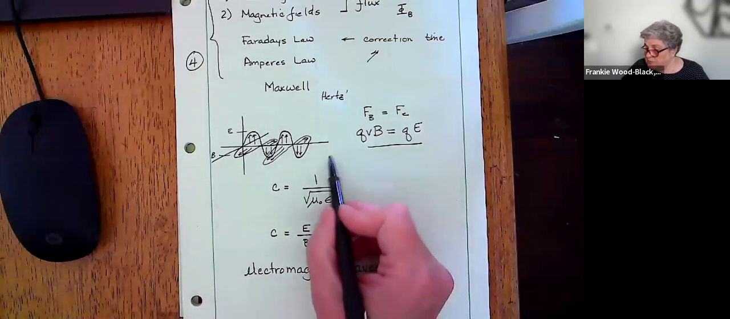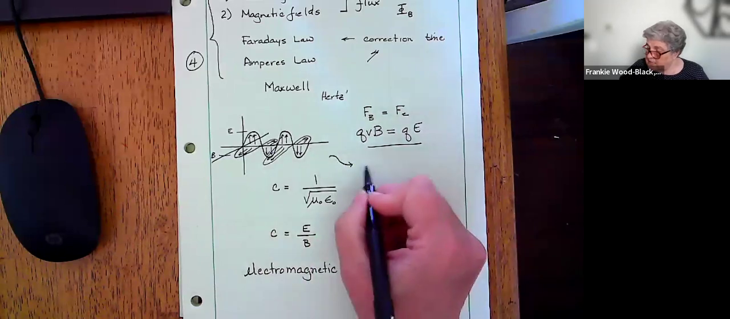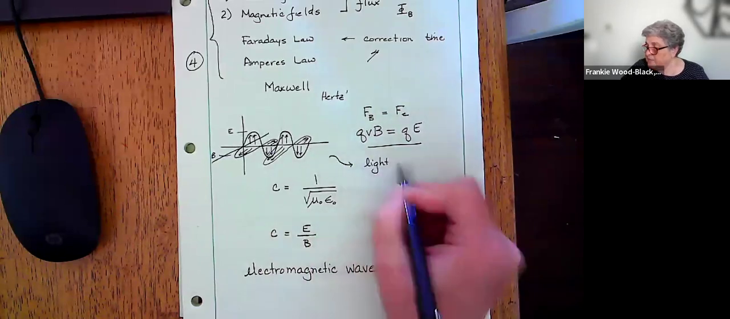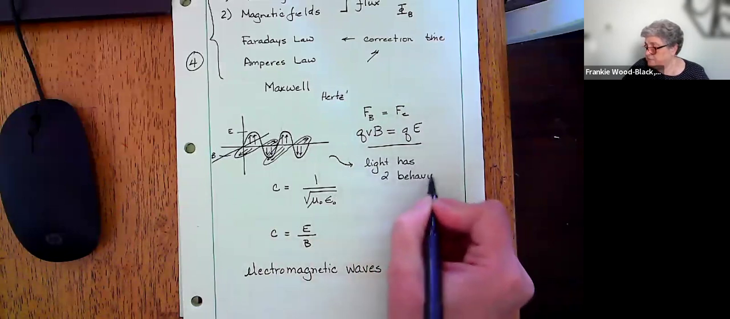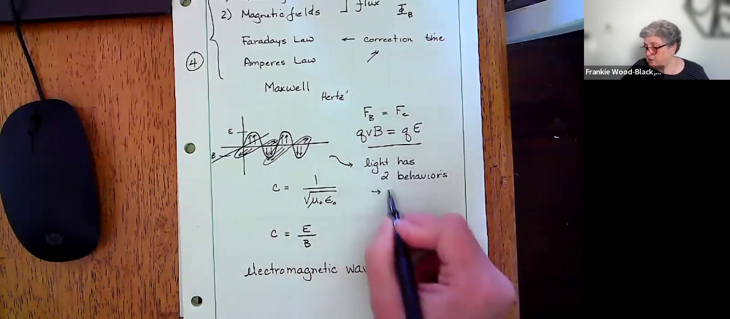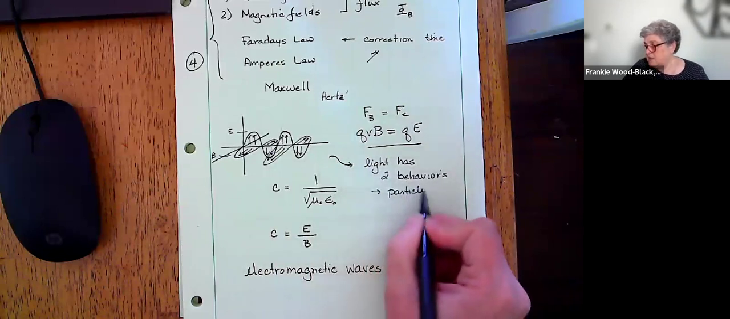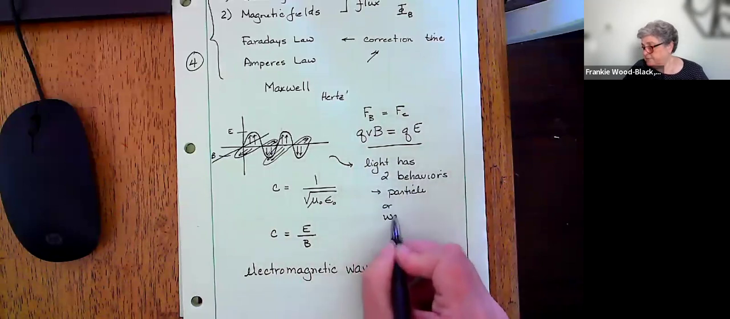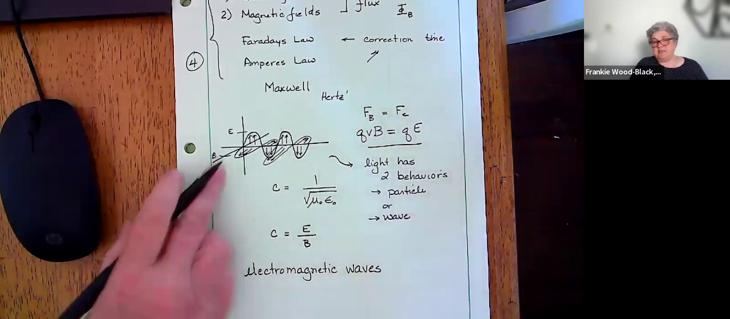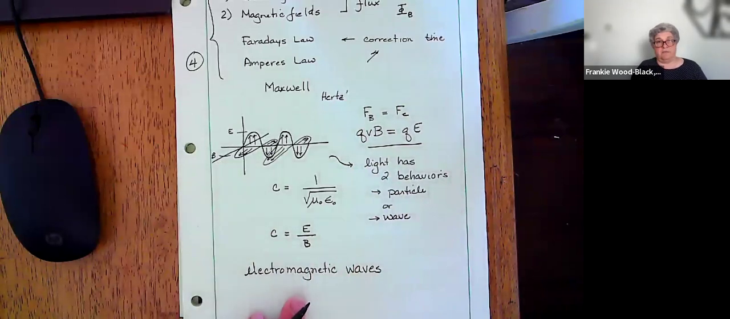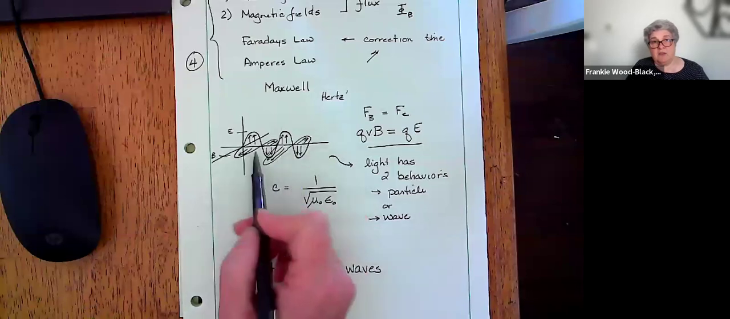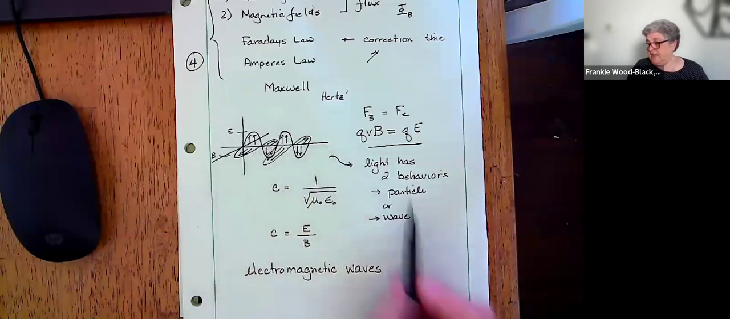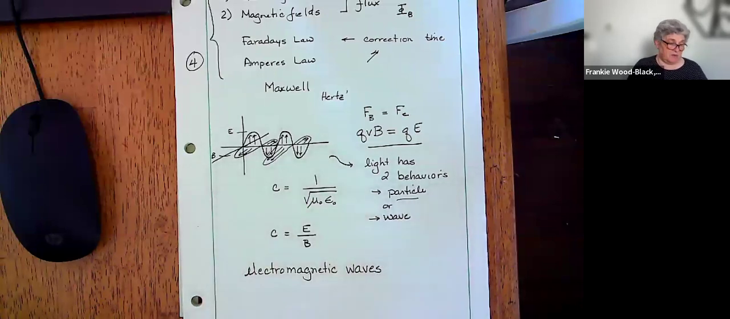Now, one of the things we're going to find out about light next week is that light has 2 behaviors. It can act like a particle, or it can act like a wave. This explanation allows it to act like a wave. But if you look at how this comes together and how the shapes are, I can think of a wave packet, which gives me my particle behavior.